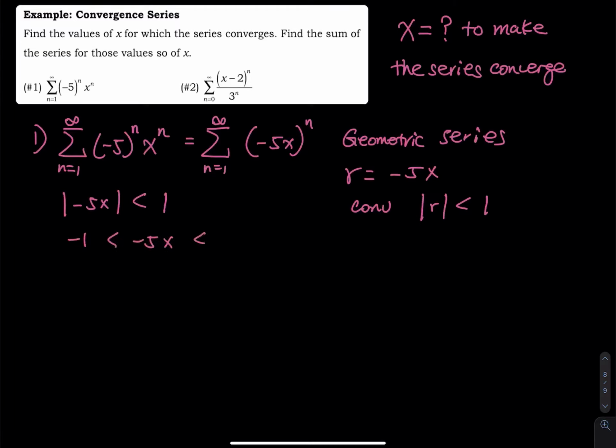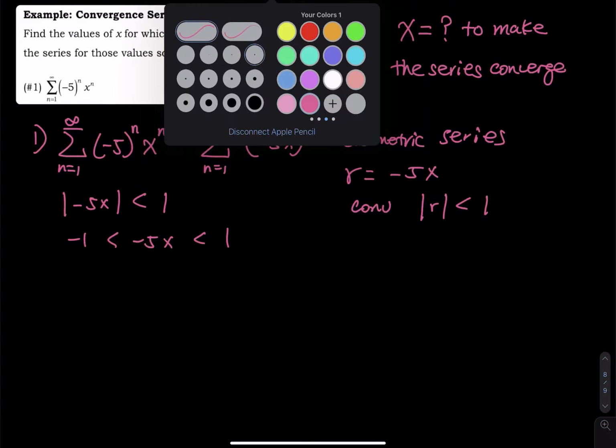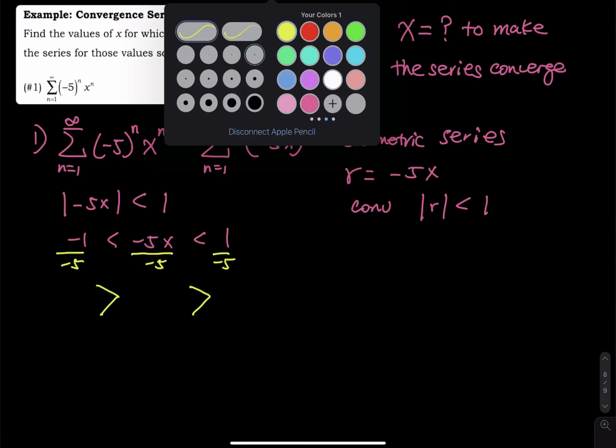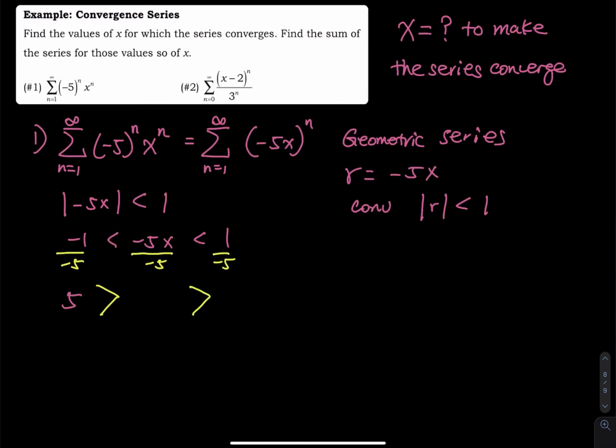You are a calculus student, so you should know how to solve this compound inequality. The way we do this is we divide each side by negative 5. For solving inequalities, every time you multiply or divide each side by a negative, you have to reverse the direction of the inequality symbol. So this will be a negative 1/5 and this will be a 5, right? If you don't reverse the symbol, you are saying that negative 1/5 is greater than 5.